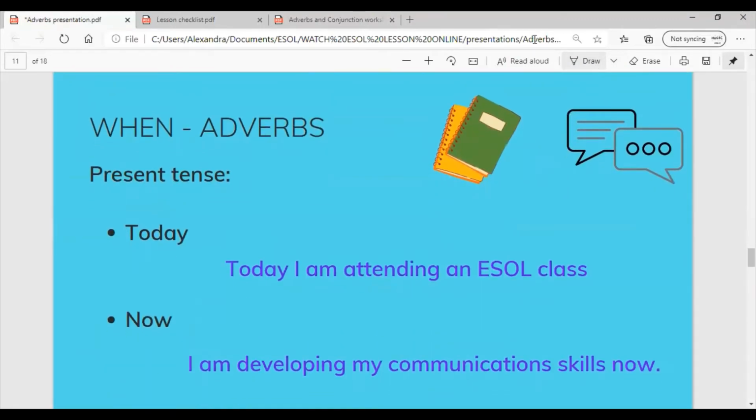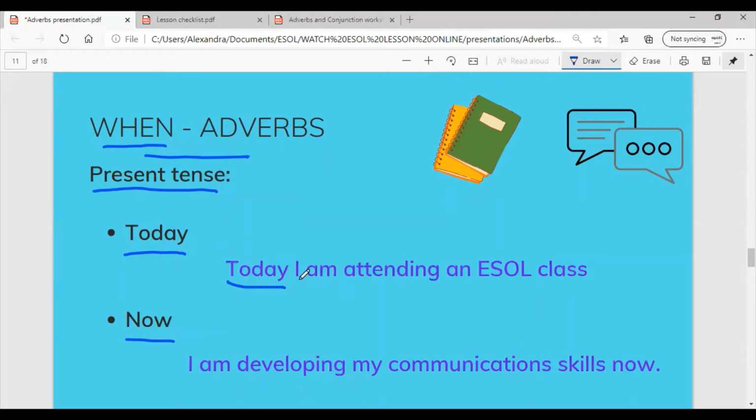Okay, and here's another example of the when adverb in action, and this time we'll look at present tense. So present tense, something happening right now. So you'd say, "Right now, I am watching an ESOL session." But so if we look at the adverbs today and now, we can see how these when adverbs are used in a sentence. So, "Today I am attending an ESOL class." So I've already told you, today is our adverb.